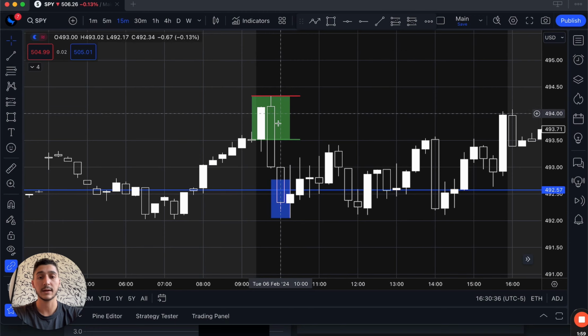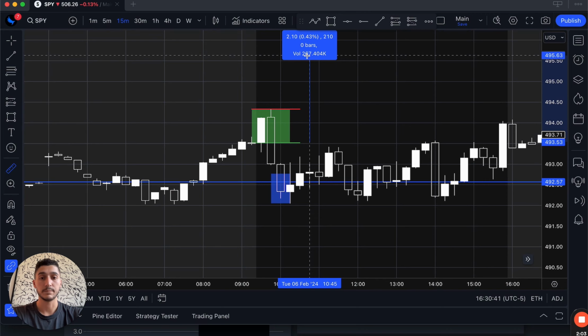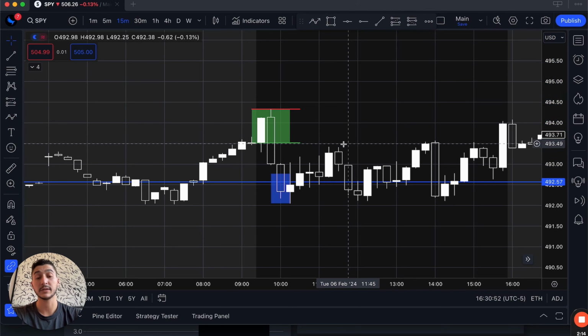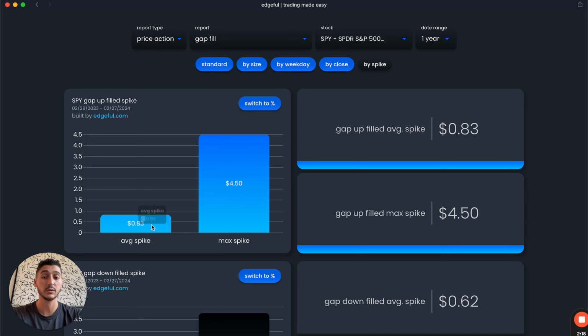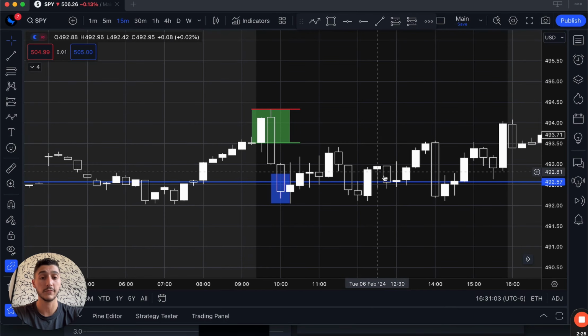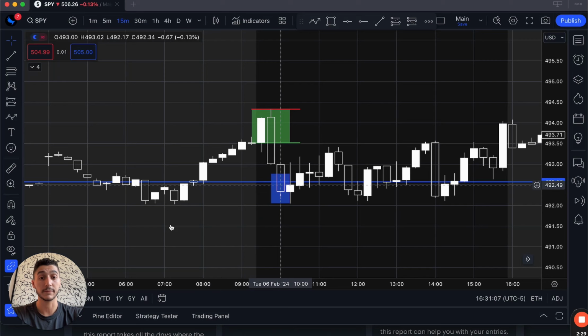Let's say that price had moved $2 away from the gap. Like it had moved this far away from the gap up until here. It's very unlikely that it's going to come all the way back down from here and touch and fill this gap. If it has that momentum to get up there from the open, it's probably not going to come back because the average spike is only 83 cents. So you can enter and you can have an expectation of a move away from you before it comes back to fill this gap.